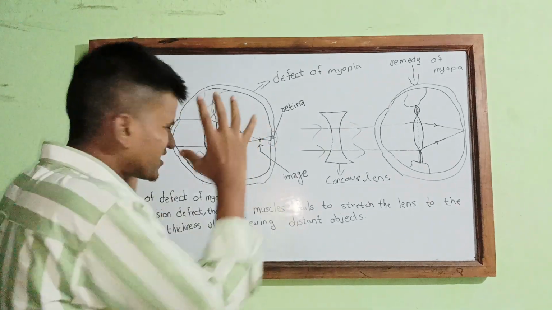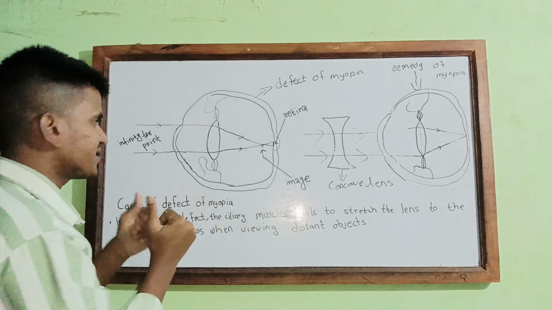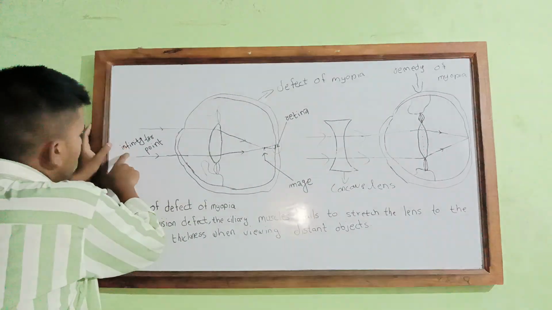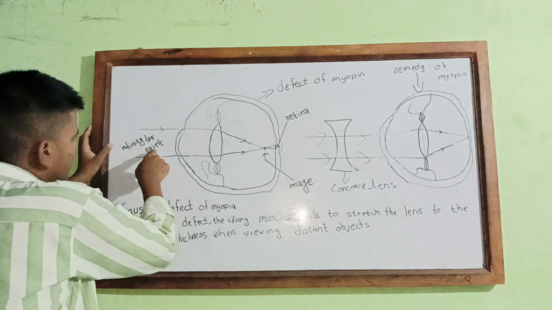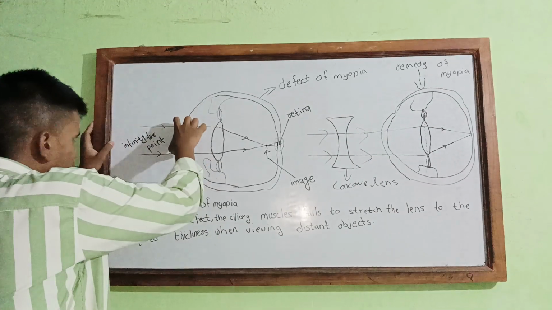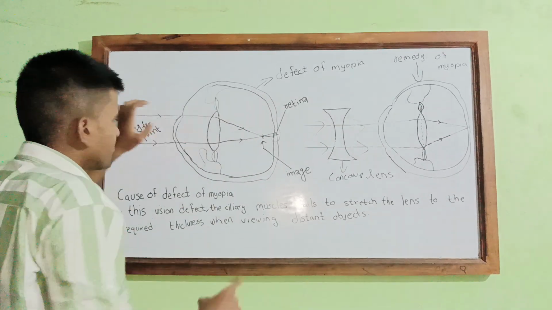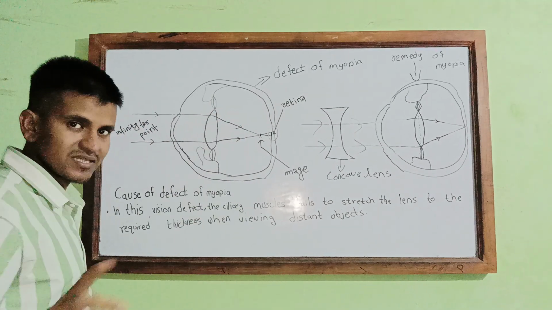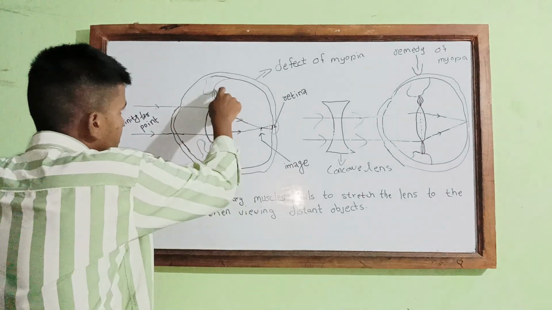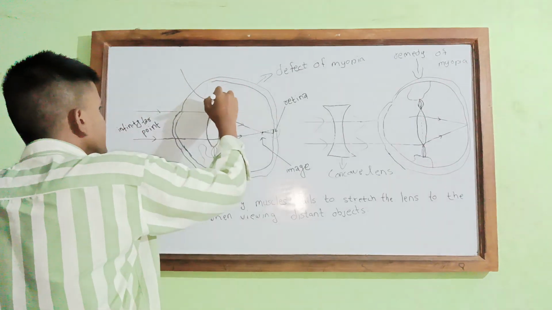So see here, what is the main reason for this defect? This figure says everything about why this defect occurs. The object is at the infinite far point. These two rays pass through our eye, and we all know that we have a muscular type of convex lens inside our eye. And these are the ciliary muscles.